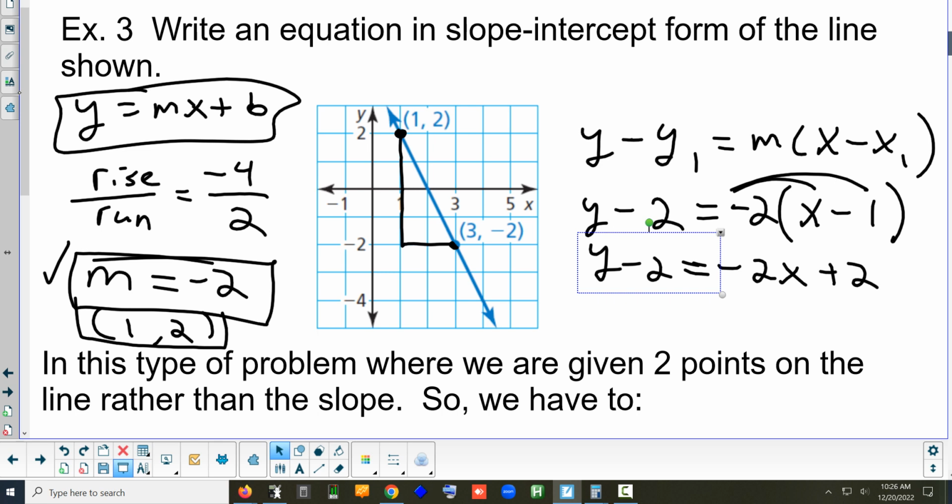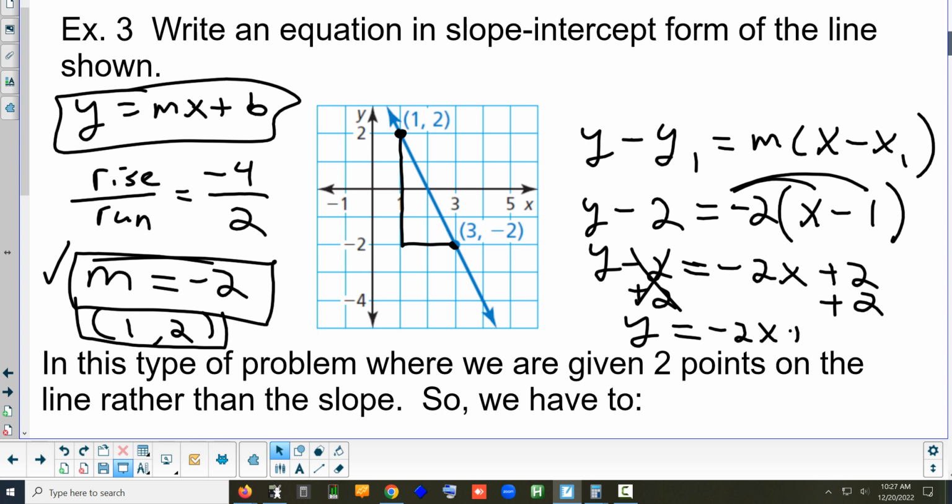We'll add the 2 to the other one. So we're going to add the 2. To the other 2 on the other side. Yep. And where else? On the other minus 2, so we're going to do it on the left. So that's gone. And what do I get for a final answer there? y equals negative 2x plus 4. Perfect.